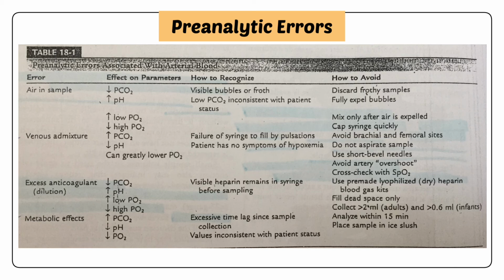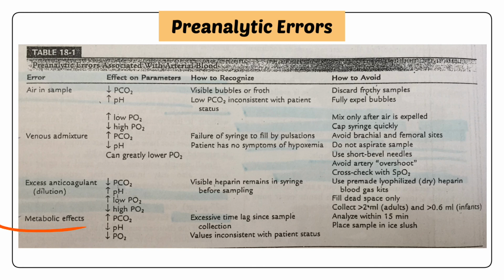Another error is too much anticoagulant. That is why, after aspirating the heparin, you have to flush out all of the heparin and also the air to avoid altering the arterial blood gas result. Or if you have a pre-heparinized syringe, it is much better because it has dry heparin.